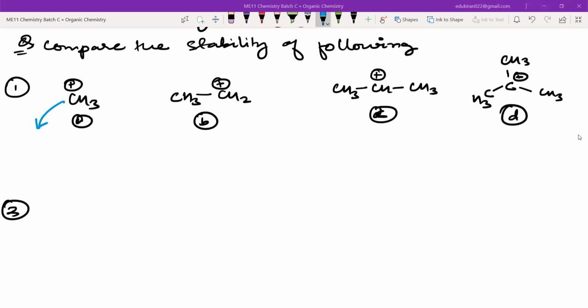For hybridization, what do we need? Steric number, no? Remember steric number? Yes, sir. Steric number means, now you tell me, how many atoms are connected to carbon in CS3? 3. So what will be the hybridization if the steric number is 3? You look in your notebook, there will be a table made, steric number and hybridization.